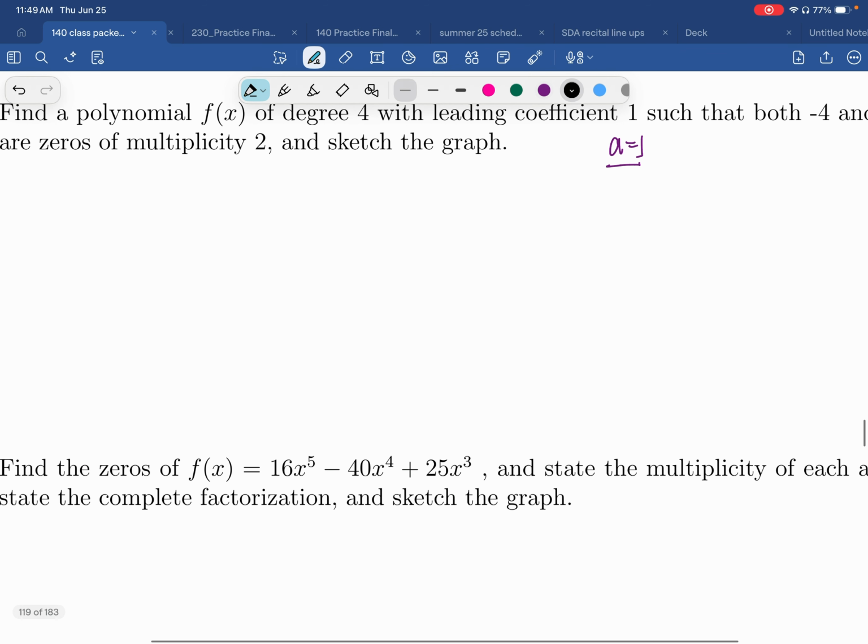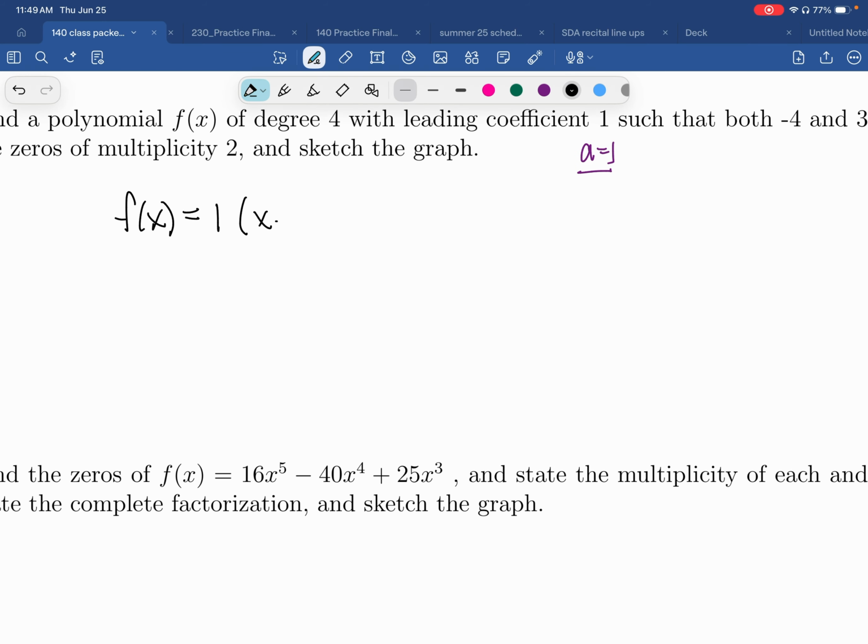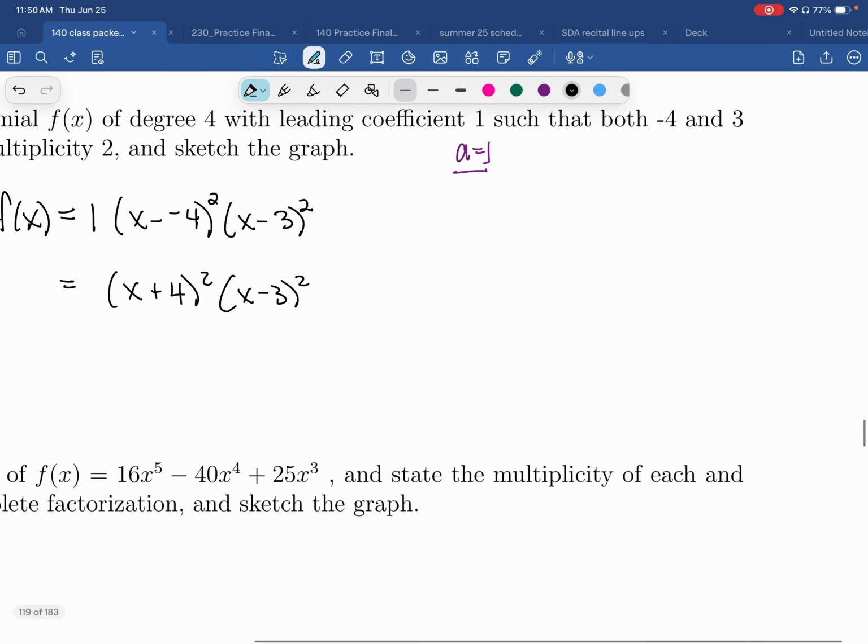So we can go ahead and plug all of that right into our f of x equals our a value, which is 1. We've got -4 and 3 as our zeros. So x minus -4, but it has multiplicity 2, so it gets a power of 2. And then we have x minus 3, and again, it has multiplicity 2, and so it has power 2. That's going to give us x plus 4 squared and x minus 3 squared. We go ahead and graph that, and that gives us zeros at -4 and at +3.